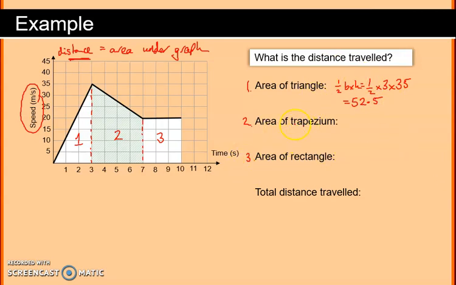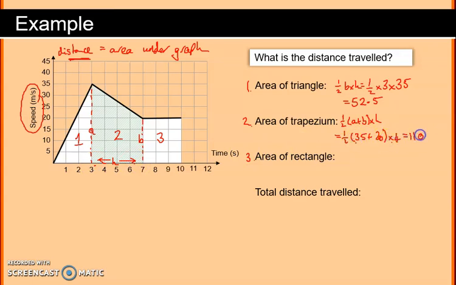Area of a trapezium. Well, again, this has a special formula, doesn't it? Hopefully you remember, it's a half of A plus B times H. And if you're not sure what the A and the B represent, A is this height, B is this height, and H is the distance in between. So what's that go up? It goes 35. So it's a half of 35 plus, what's this height? That's 20. Times by the distance in between, which is 3 to 7, is 4. So that's 55 in the bracket, effectively doubled 110.